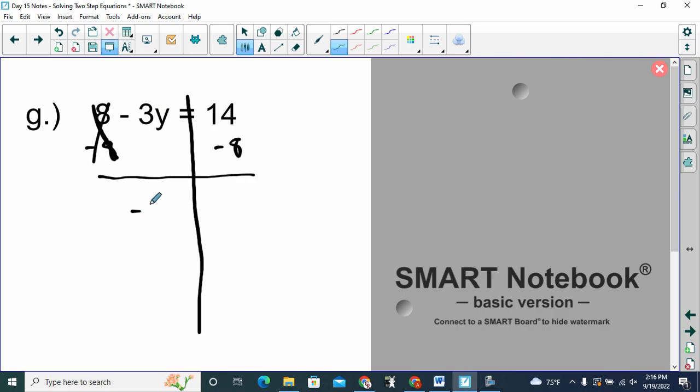I bring down my minus 3y. 14 minus 8 is 6. This is multiplication, which I can undo with division. 6 divided by negative 3 is negative 2.